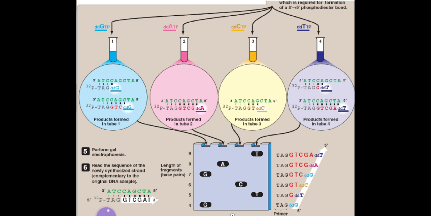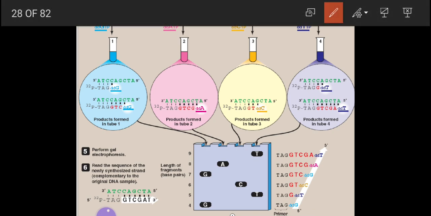So the first one shows dideoxy GTP, and it will synthesize its strand, but whenever the DNA polymerase uses the dideoxy G, its chain cannot be further elongated. So this tube will contain 2 types of strands. The first will be terminated earlier, and the second will be elongated further if the normal GTP was inserted before.